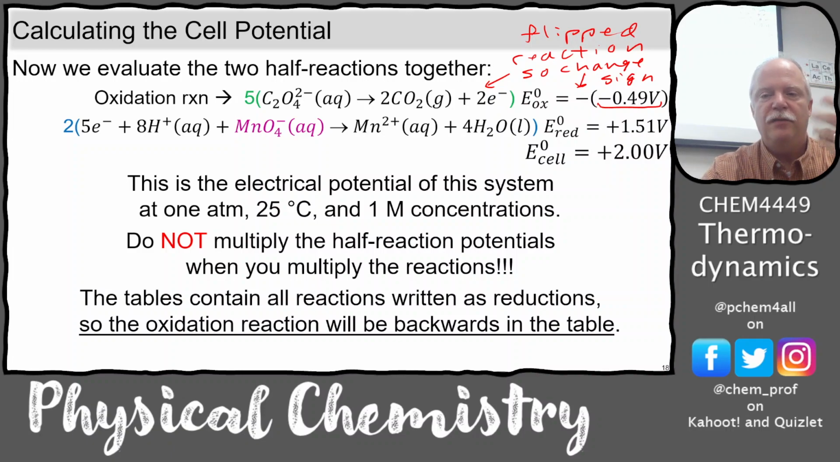And so that's just what I'm saying. You flip the reaction to make an oxidation, then you flip the sign on the reduction potential, and then you add them down. So this is a 2-volt cell.